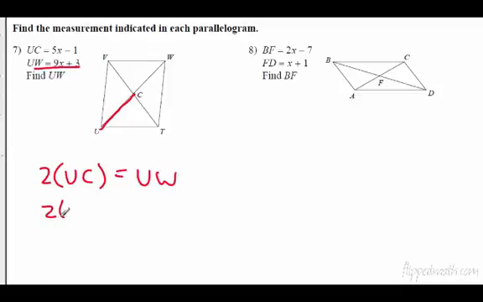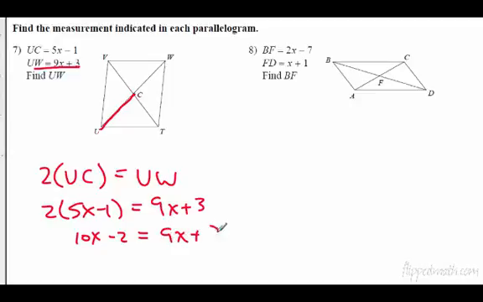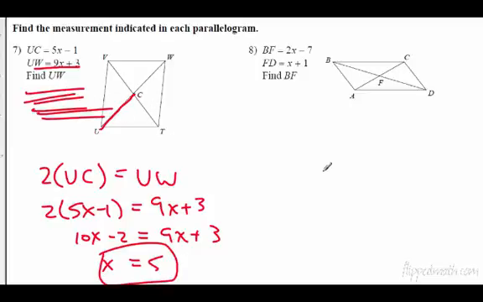All right, so how do we write that out? 2 times 5x minus 1 will equal 9x plus 3. How do we solve it? A little distributive property. If I subtract 9 from each side, you'll get an x over here. Add 2 to both sides, you'll get 5. x equals 5 here. But this says find UW.